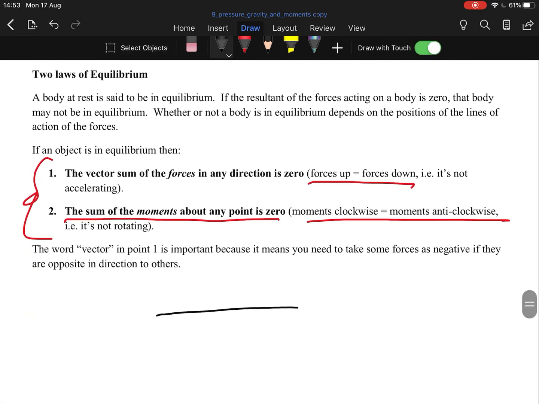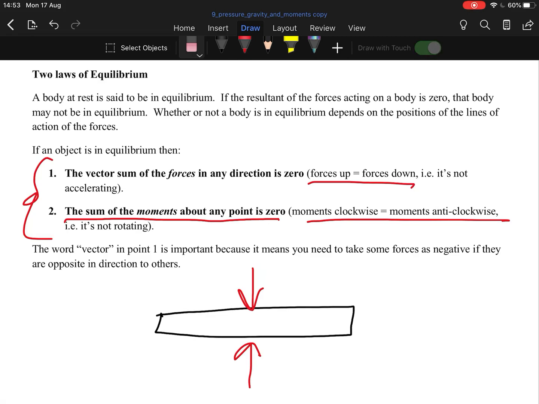That means if you have a wooden beam like this, forces up, things pulling it up are going to equal the forces pushing it down. It's in equilibrium. The second law for it to be in equilibrium, so let's imagine that the point is the center point here.